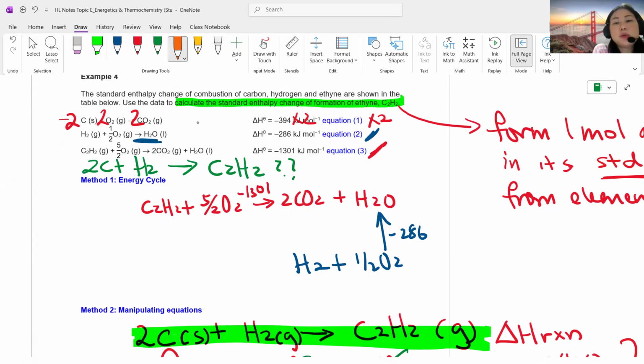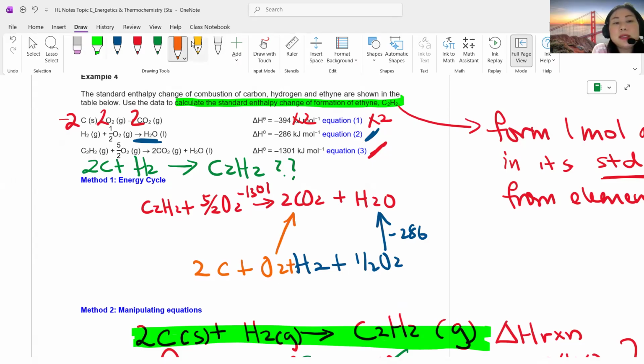Next, let's look at equation 1. What else can I connect with equation 1? Oh, I have a CO2. They say draw an arrow to CO2. So I'm going to draw an arrow to CO2 then. And what is before the arrow? 2 carbon plus oxygen. We can balance the oxygen later, no problem. Okay, but I just put it down first.